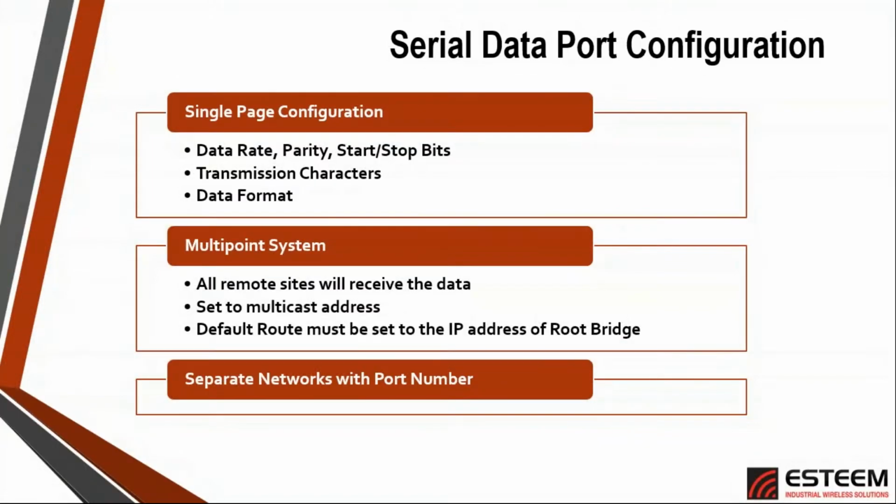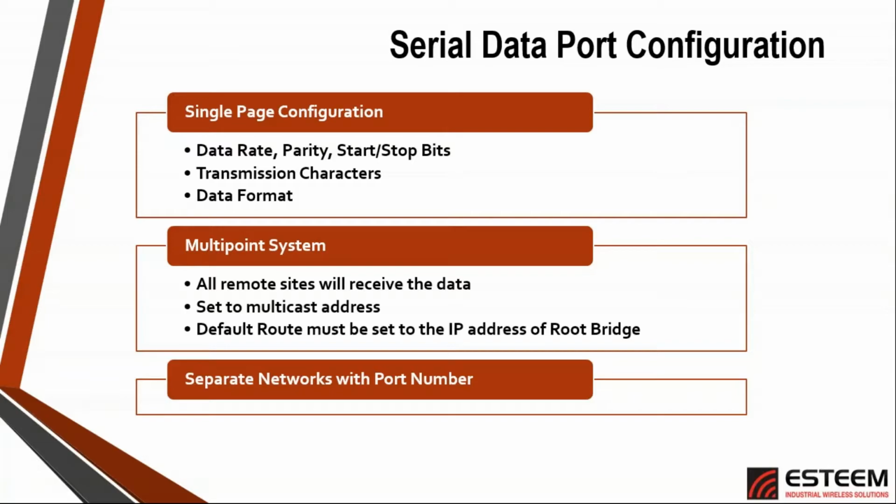Now, as I mentioned earlier, there are very few configuration parameters that need to be set to get this serial data port to work. It's all done on a single configuration page. You're just going to set the data rate, parity, stop bit, and the transmission character, so that the radio knows what is essentially the end point of the data format coming into it. Finally, we need to establish what format the data is coming in, what speed, what parity, start and stop bits, things like this. Everything that you would normally configure when configuring an RS-232 port.